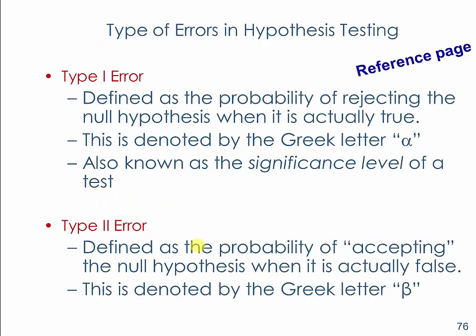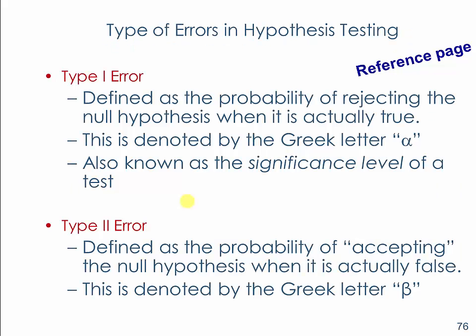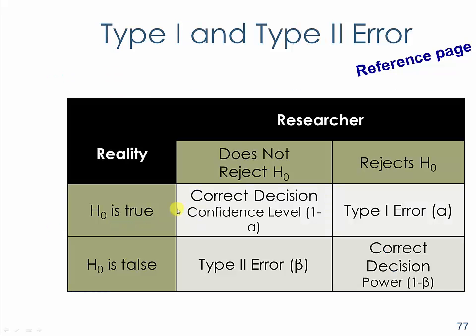And here's another reference chart for the type 1 and type 2 right here. Let's back up a second. Here's a reference page that you can keep. And these are different terms. And another reference page here. Type 2 is when we do not reject the null hypothesis when the null is not true, the not rule.